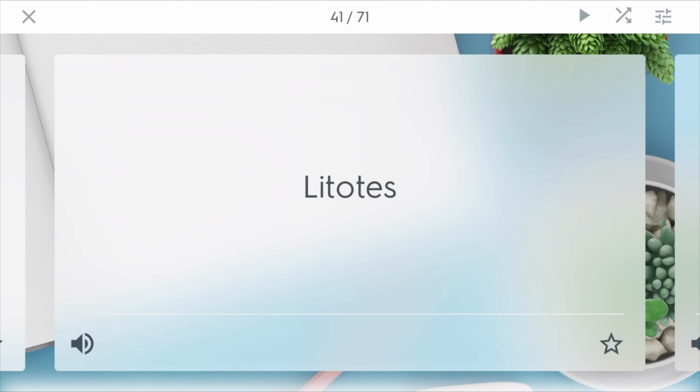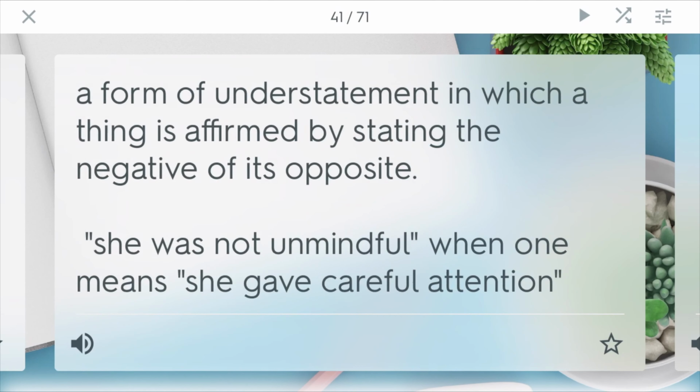Litotes are a form of understatement in which a thing is affirmed by stating the negative of its opposite. "She was not unmindful," when one means she gave careful attention, would be an example of a litotes.